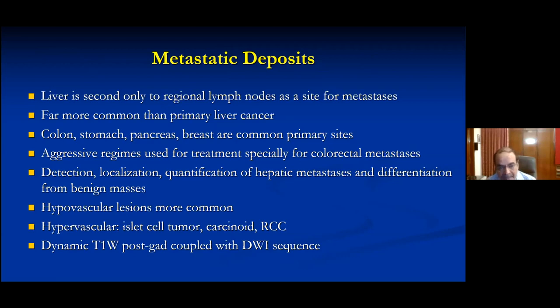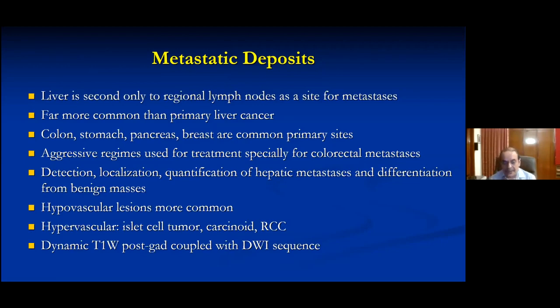In today's time, surgeons very often want an assessment of the quantitative load, the number of metastatic deposits, because many patients will be subjected to surgical excision of the metastatic deposits in addition to treating the primary. So assessing the quantifiable load of metastatic deposits is best done using MRI. Hypovascular metastatic deposits are more common. They are best appreciated on the portal venous phase.